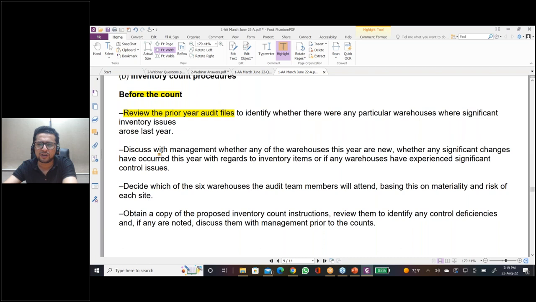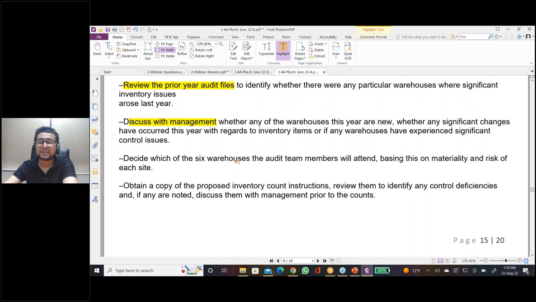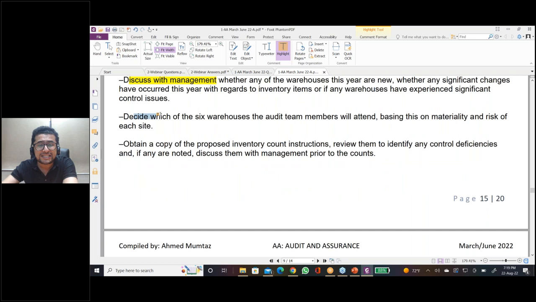The first procedure, have a discussion with the management. Why? Because you want to know the significant changes which have occurred, or any particular warehouse experiencing significant control issues. So for that, I need to have discussion with the management. Then you need to decide as an auditor which warehouse is having the most material item so that you could be there.